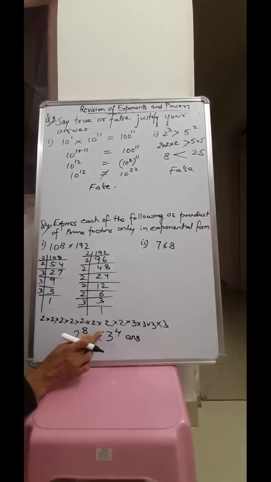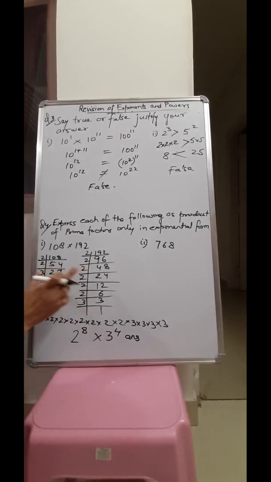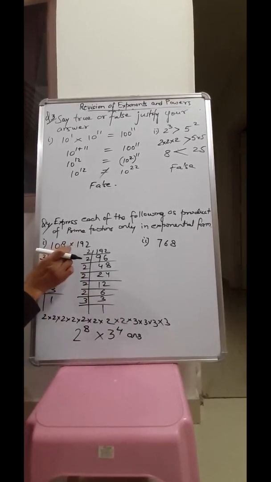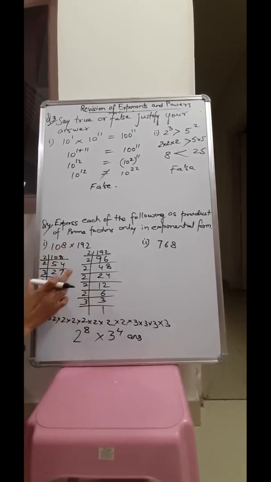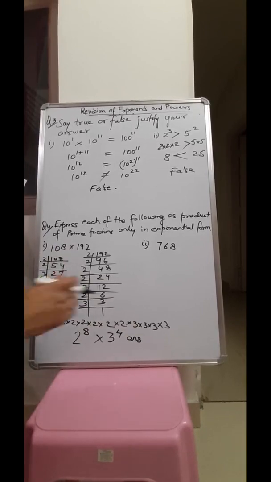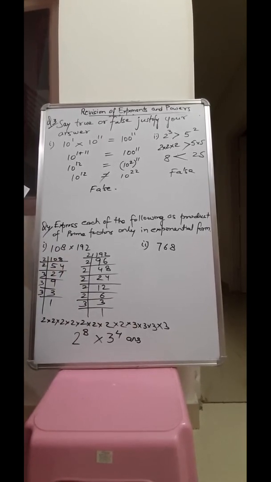So in this way, using the prime factorization method, we can find our prime numbers, and after that both of them are multiplied, so both the prime numbers get multiplied and then we write in exponential form. Next number is 768.